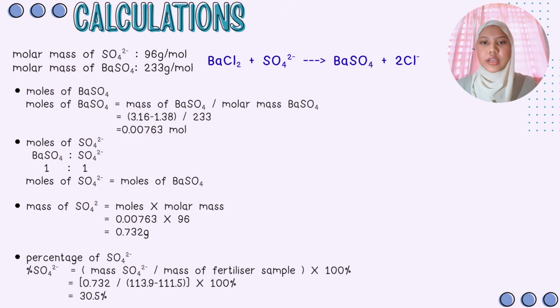Finally, we calculate the total percentage of sulfate in the original fertilizer sample. We take the mass of the sulfate we just found and divide it by the net mass of the fertilizer used, which can be calculated by the subtraction of mass of fertilizer and beaker and mass of beaker, and we multiply with 100%. We conclude that our fertilizer sample contains 30.5% sulfate.